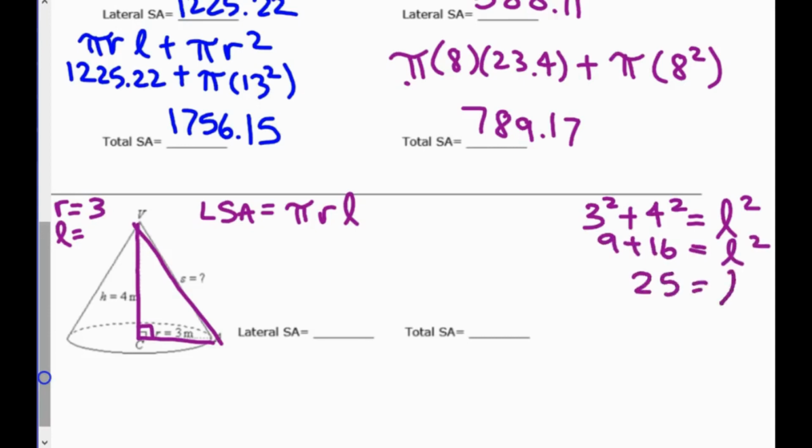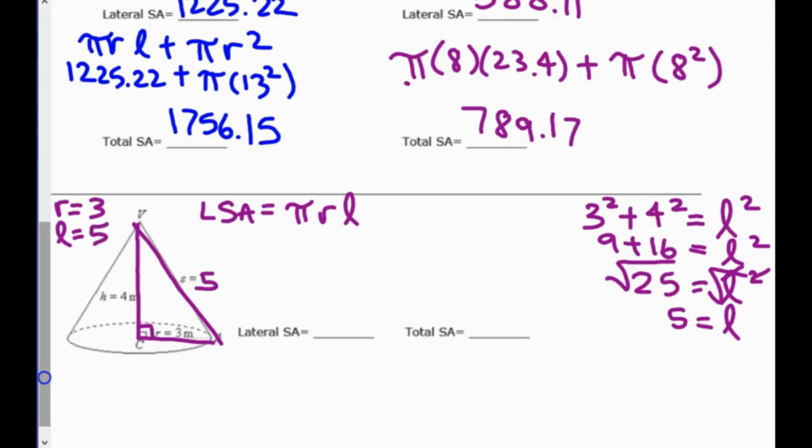25. And then how do I get rid of the square? Square root. Square root of 25 we know is 5. So FYI, if you're ever doing these Pythagorean triples, when it's 3 and 4 of a right triangle, the hypotenuse will be 5. It's a given. 3, 4, 5. So now I know L is 5.